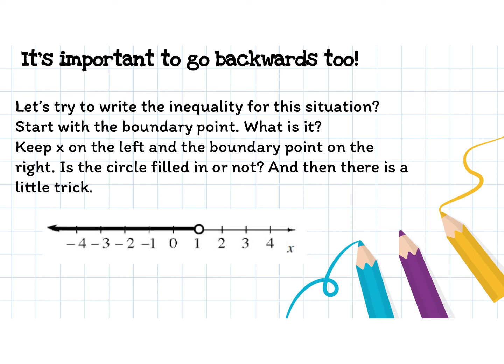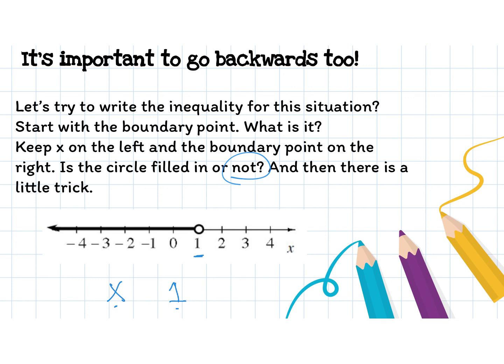So let's start with the boundary point. What is the boundary point? Well, where is our number and where is the circle above that number? Okay, well that is right here. It's 1. So we're going to keep x on the left. We're going to write our boundary point on the right. So x goes on the left, 1 goes on the right. Is the circle filled in or not? It is not.